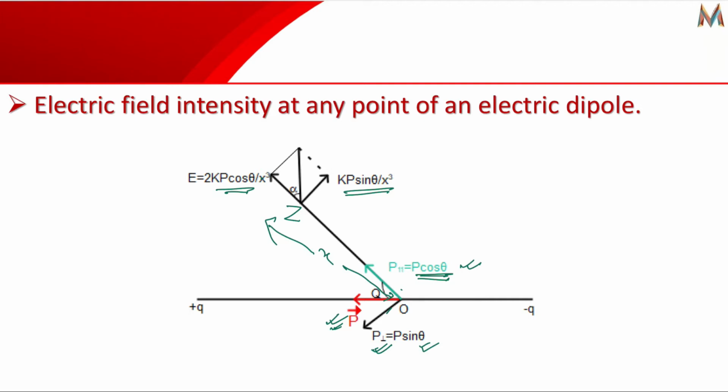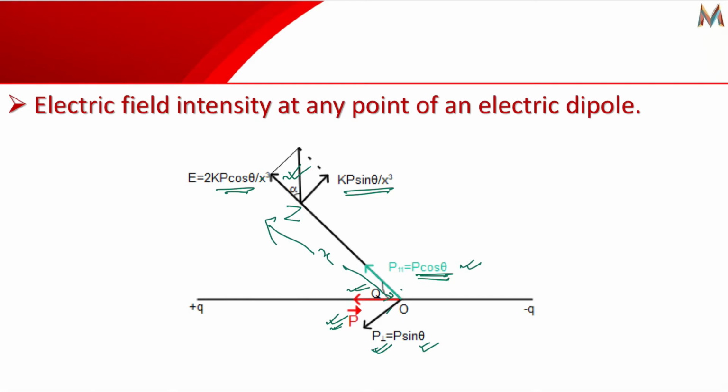And these two are the two components at point Z. We will find the resultant of these two electric field intensities, which will give the net electric field intensity at point Z due to this electric dipole, plus q and minus q. And let alpha be the angle made by the resultant with this ZO line. So we will also find the relation between this alpha and this theta.